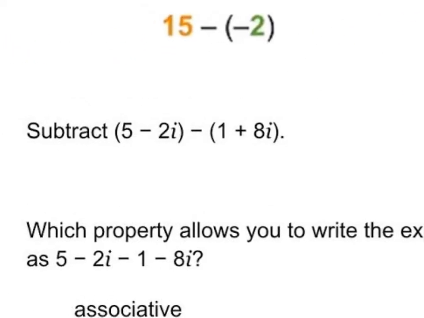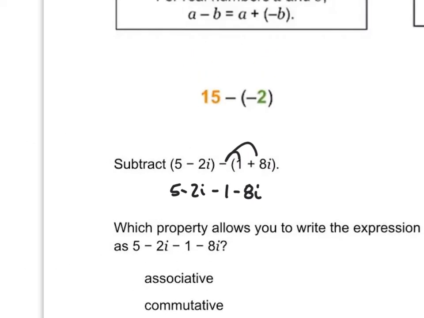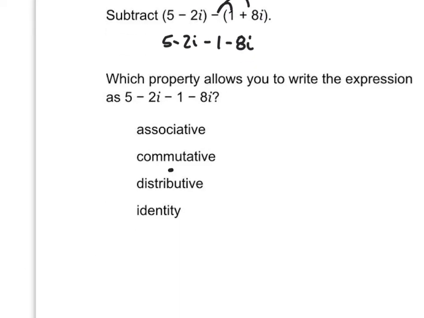Okay, so if we do this one, we want to distribute the negative, okay? And it says which property allows you to write it like that. So if you've got 5 minus 2i, and then minus 1 minus 8i, okay? The reason why I could write that was because I distributed, all right?